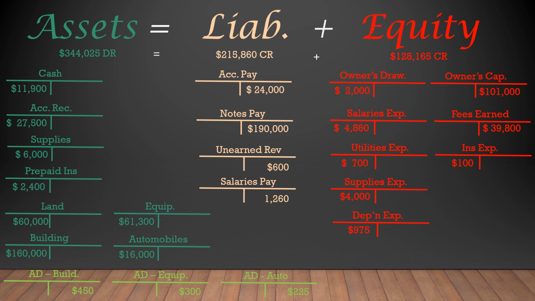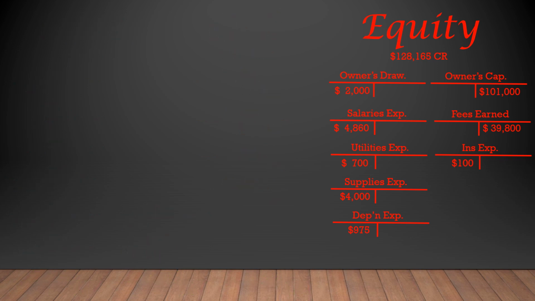Our closing entries are just going to occur within our equity accounts. Specifically, we're going to move our balances from revenues, expenses, and owner's drawings into the owner's capital account. There are a few ways you can do this, but they all give the same result.